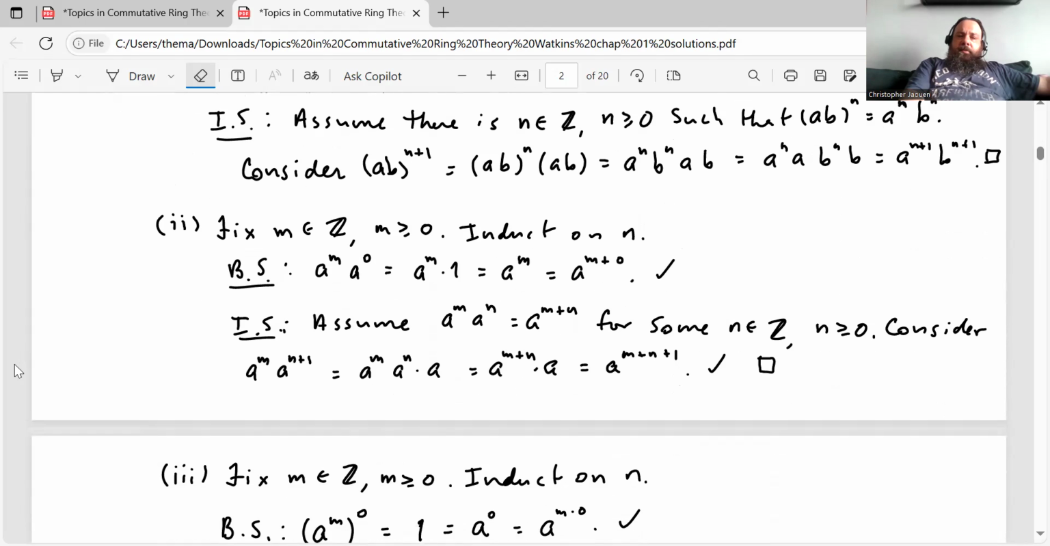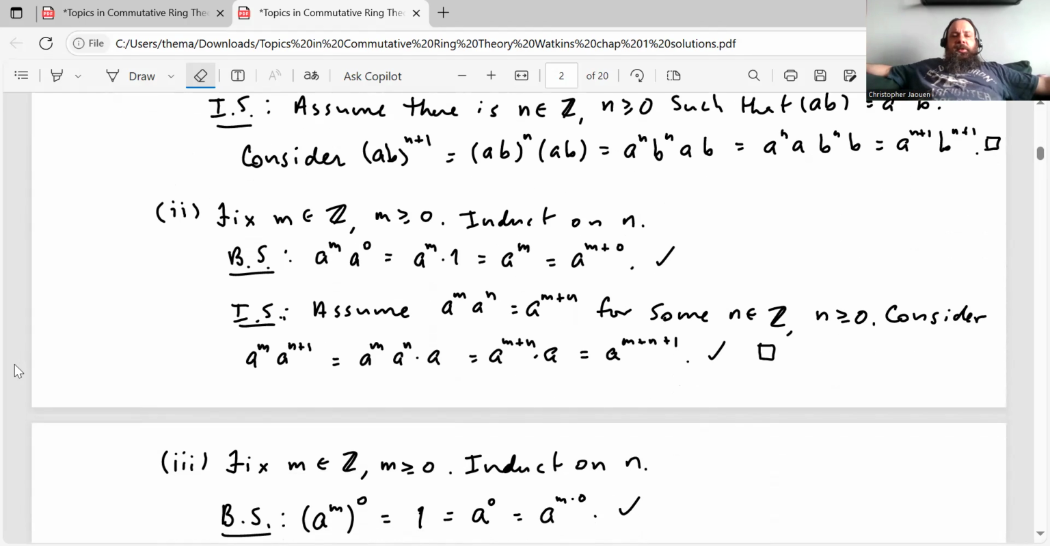Right, then we prove the second property. Fix m, m greater than or equal to 0, and induct on n. The base step: a^m times a^0 is a^m times 1, which is a^m, which is the same thing as a^(m+0). So the base step is satisfied. Then go to the inductive step.